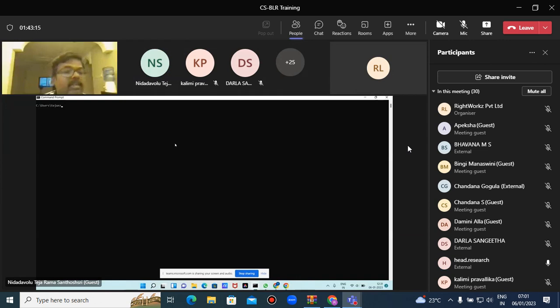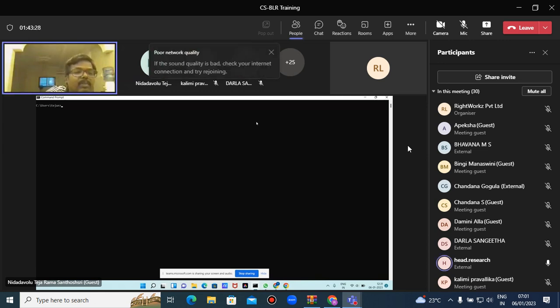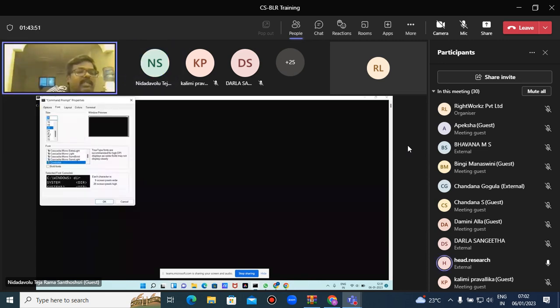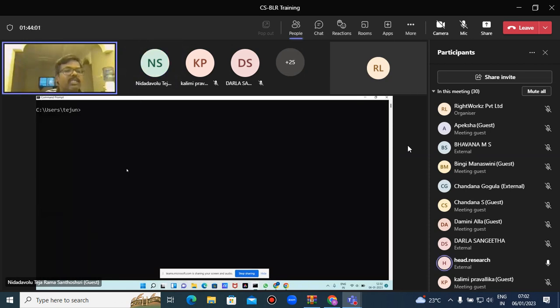Clear screen. Go to the top left corner and increase the size. Right click on the top left corner. Go to properties. There is a font option. Select fonts. Now it is 20, you can select 28. Okay, now click OK. Now see, it increased. Yes, sir.